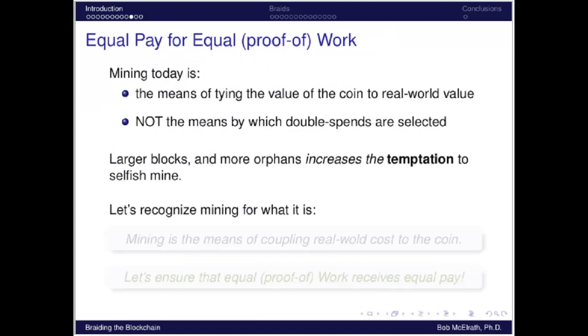So one of the things I want to suggest here is that we move to a model where miners receive equal pay for equal proof of work.